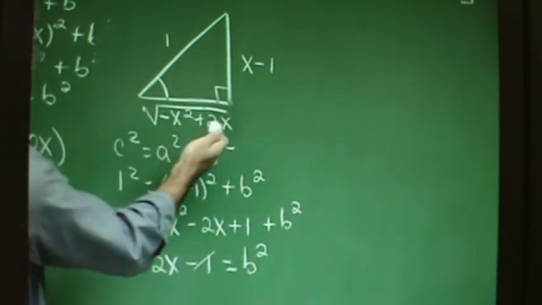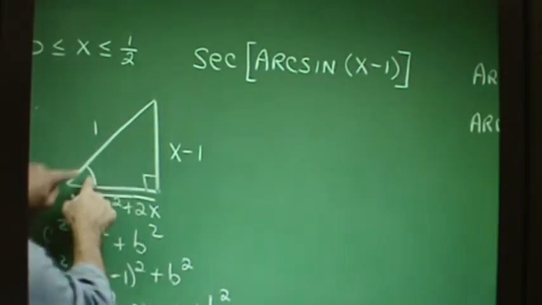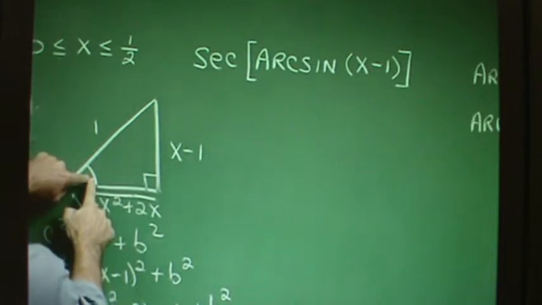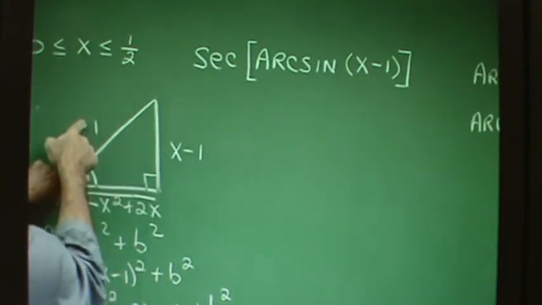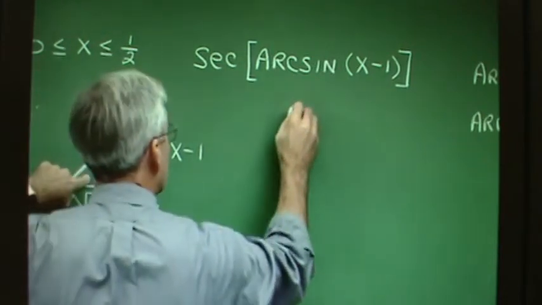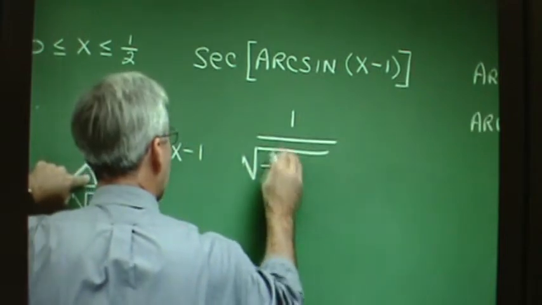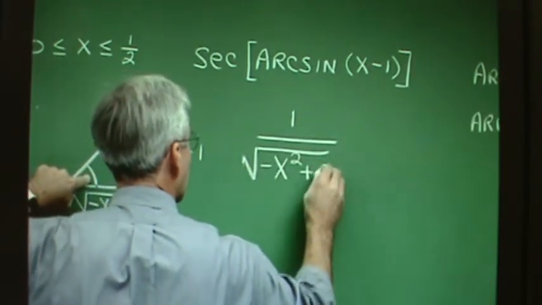Now with that in mind, we can calculate secant. The secant of that is, from this angle, you see the secant is, let's see, hypotenuse over adjacent. So it's 1 over the square root of negative x squared plus 2x.